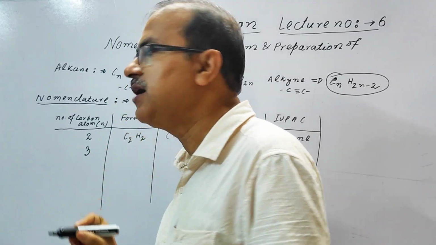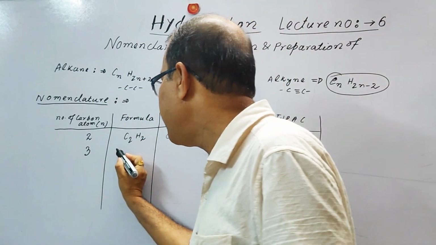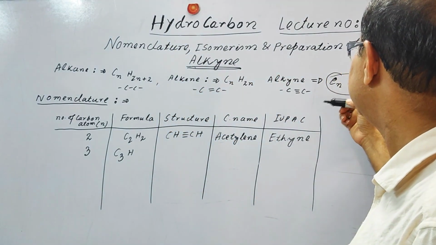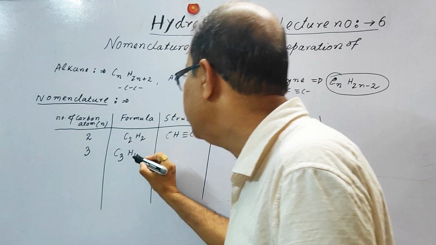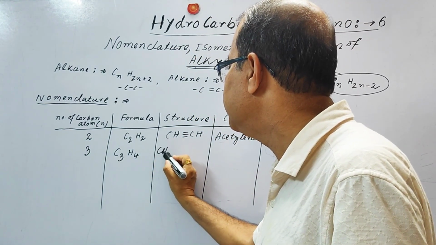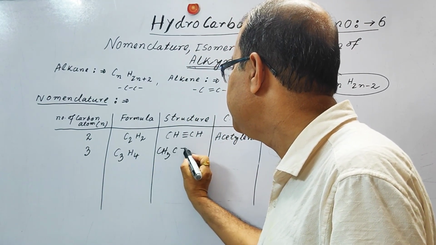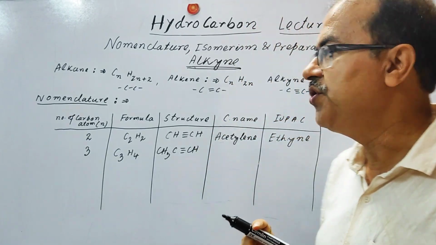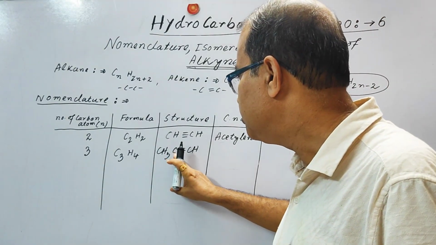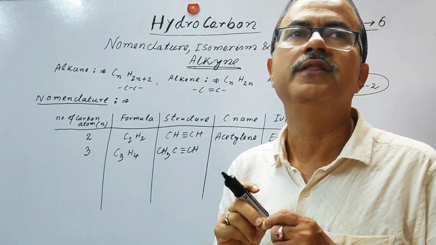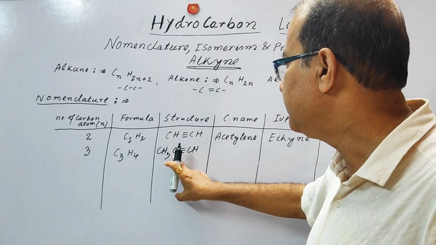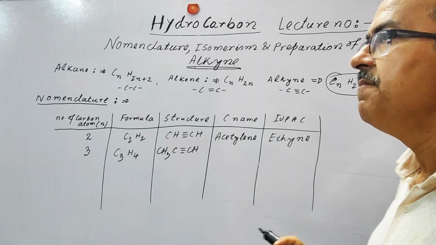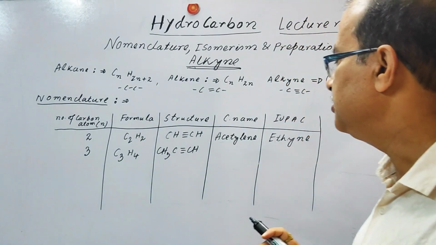Second, when the carbon atom is 3, at that time its formula will be C3, and we will put again this value, this 6 minus 2, so C3H4. So its structure will be CH3, C triple bond CH. So we have to always consider, when we are constructing the structure, the valency of the carbon, that is 4. Here you will find the valency of the carbon has been fulfilled. We have to always remember that the carbon valency is 4.